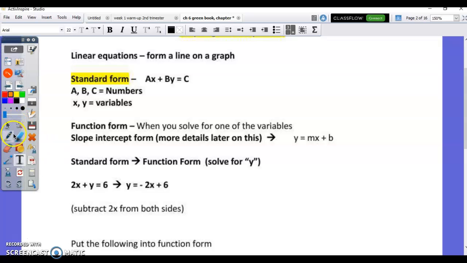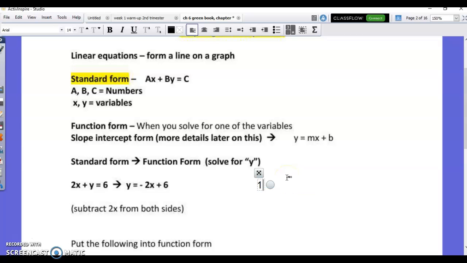There are 3 steps that we would do each time, and I'm going to type these in here so you can type these in your notes as well. So step 1 would be to add or subtract the x term from each side. So that's step 1. It's always going to be the same step from standard form into the next one.